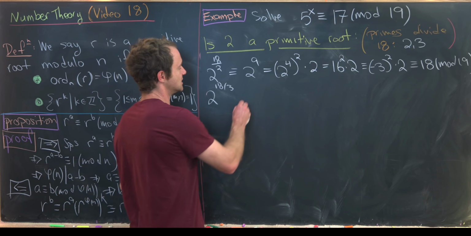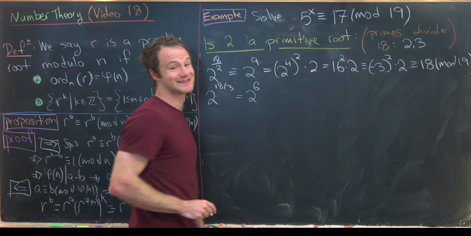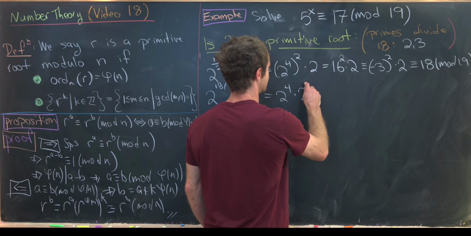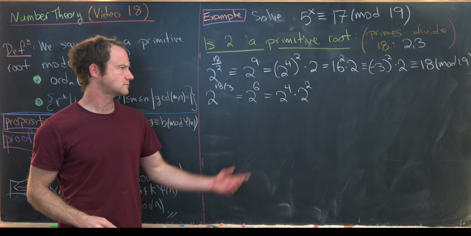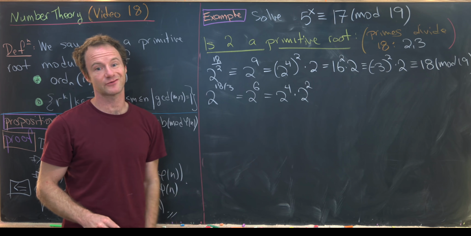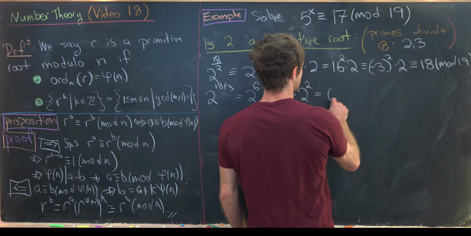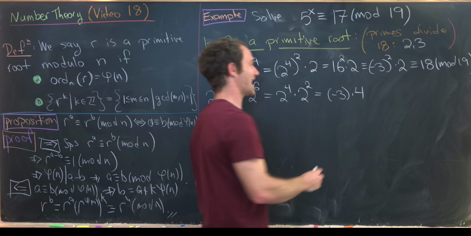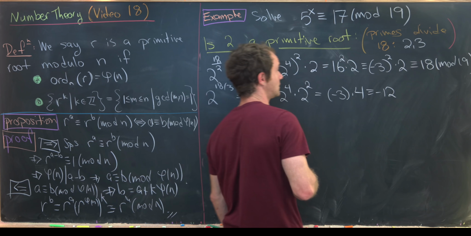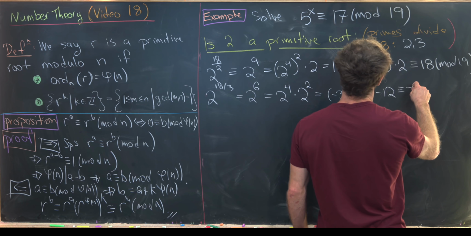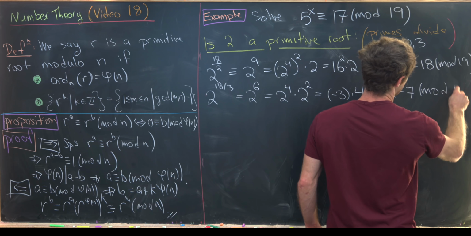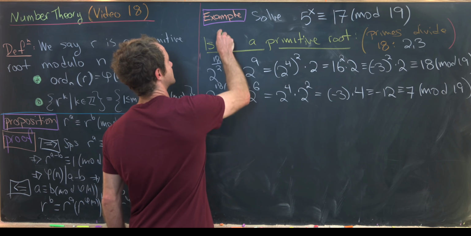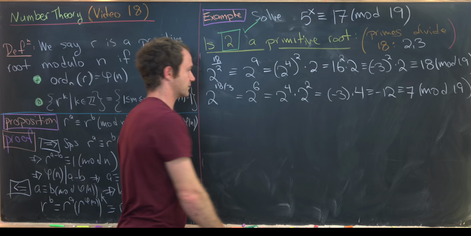Okay, let's calculate this. So that is 2 to the 6th power. Maybe we would want to calculate that as 2 to the 4 times 2 to the 2. Well, notice 2 to the 4 is 16, which is -3 like we talked about before. So this is the same thing as -3 times 4. 2 to the 2 is obviously 4, but notice that that is congruent to -12. But -12 is congruent to, let's see, 7 mod 19. So that's also not congruent to 1 mod 19. So yes, 2 is a primitive root.